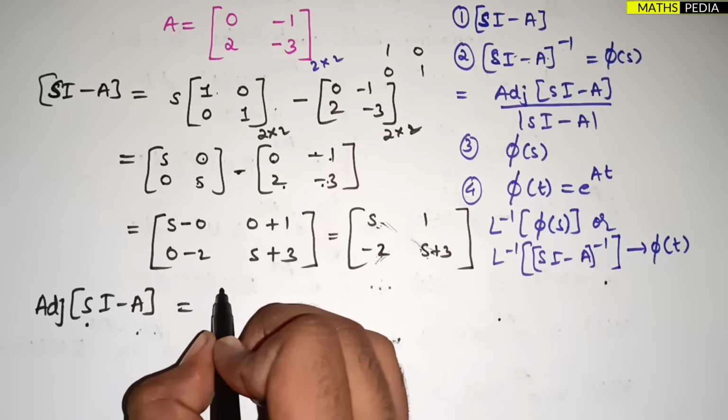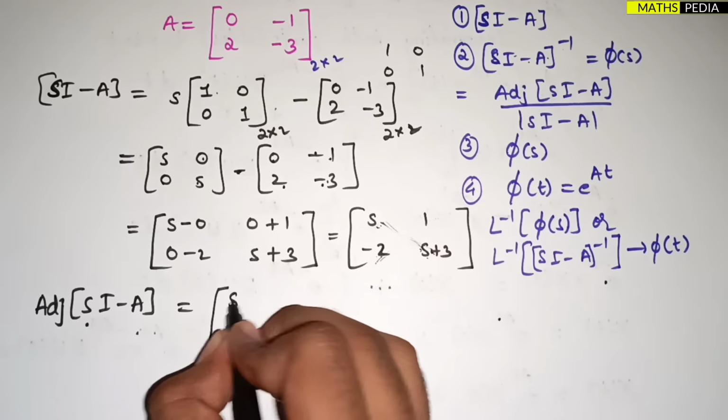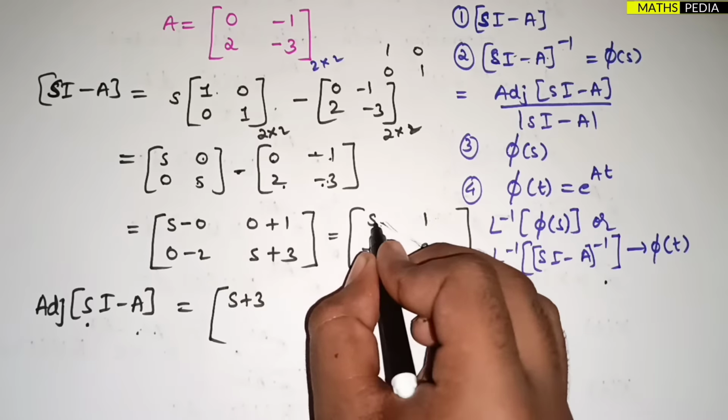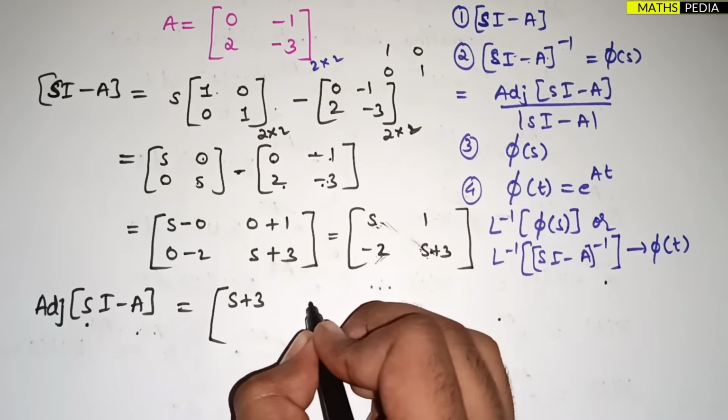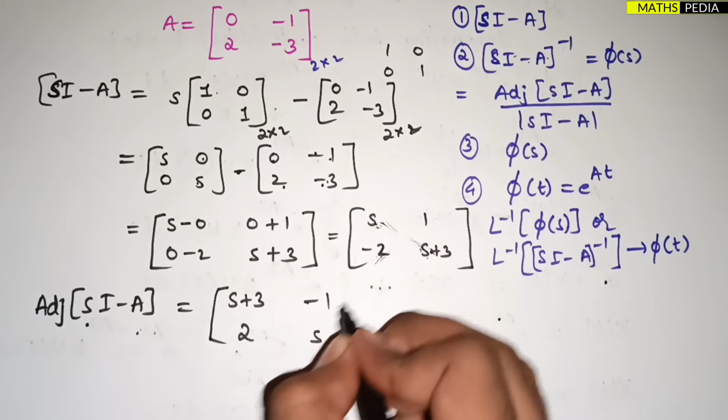That means, see carefully, this is SI minus A. So I will interchange: this will be S plus 3, and this will come here. Then what about the 1? I have to change the sign. This is positive, I'll change it to negative. This is negative, I'll change it to positive.